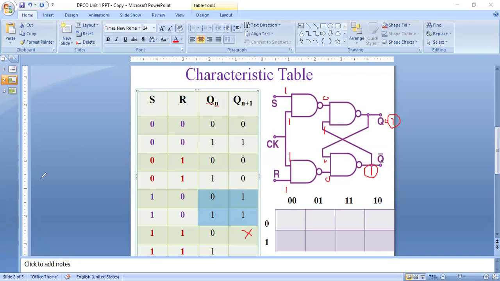Let's take another option. That is S equal to 1, clock pulse 1, and R equal to 1, present state equal to 1. 1 dot 1 is 1 on complementary 0. Similarly, here 1 dot 1 is 1 and complement is 0. The present state is assumed as 1.